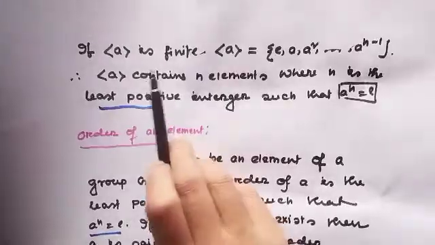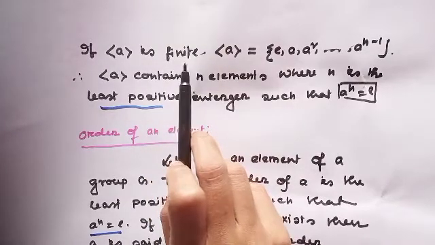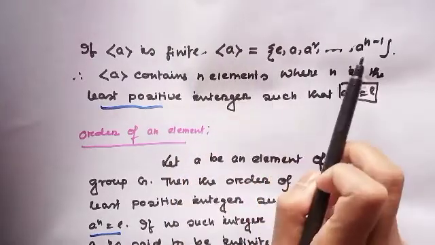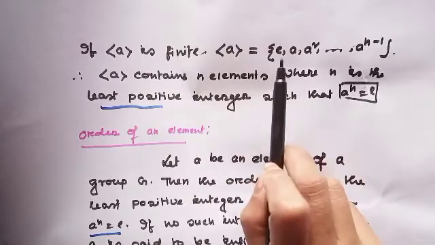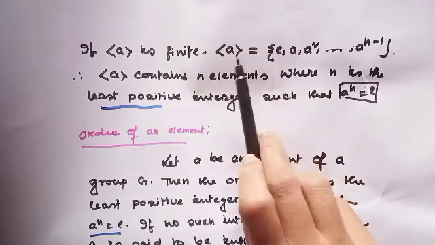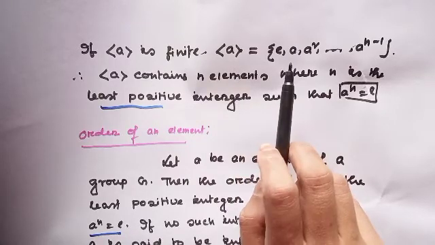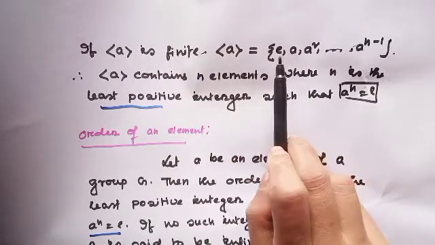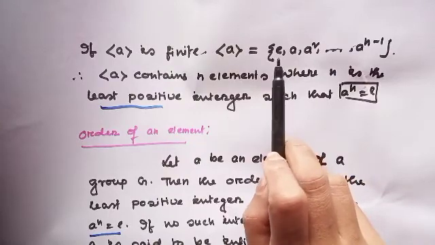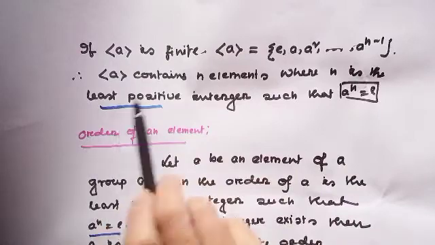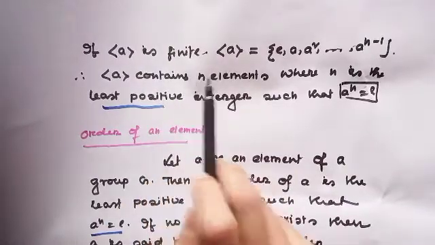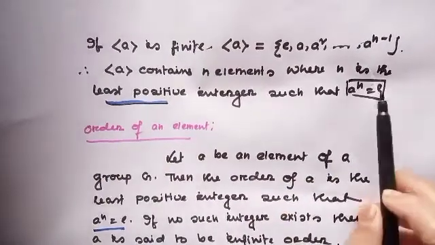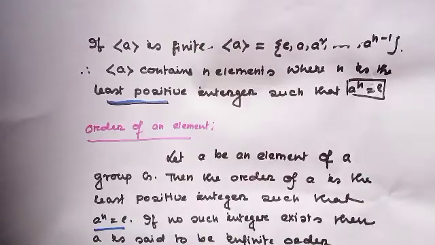Well, if the cyclic subgroup generated by A is finite, that means it contains A, A squared, up to A to the power n minus 1 and A to the power n, which is equal to e. Here e is A to the power n. That means the cyclic subgroup generated by A contains n elements, where n is the least positive integer such that A to the power n equals e. Are you getting my point?